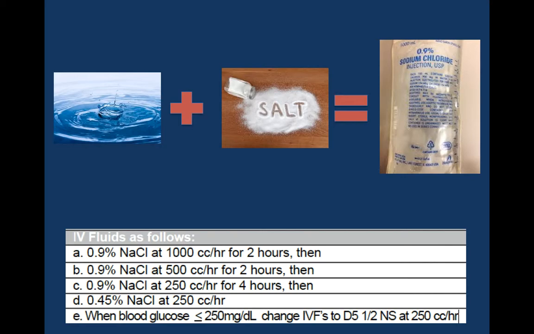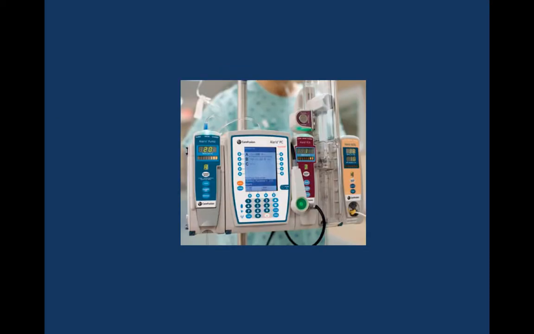Fluids are the most important intervention early on with DKA or HHS. They will help prevent shock and maintain adequate urine output. When blood sugars fall to less than 200 milligrams per deciliter, change normal saline to D5 and half normal saline to prevent hypoglycemia while the acidosis corrects.